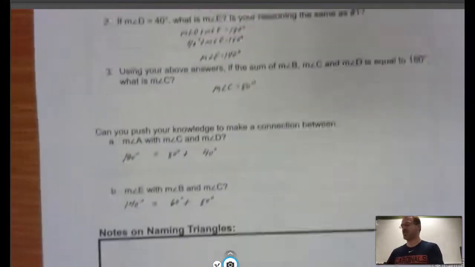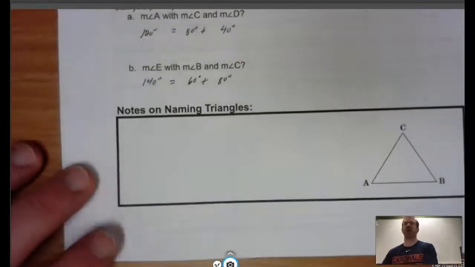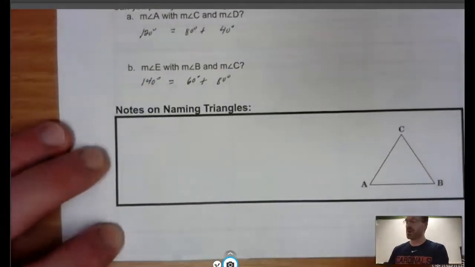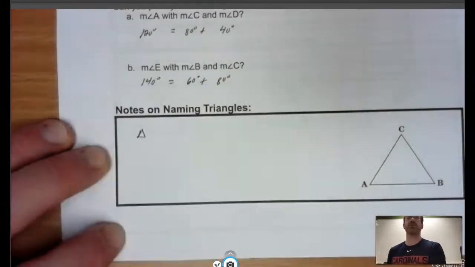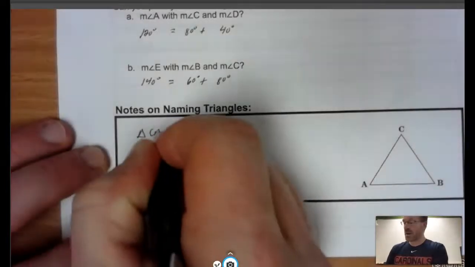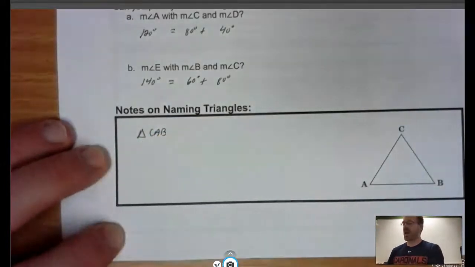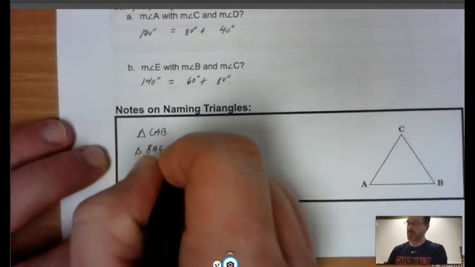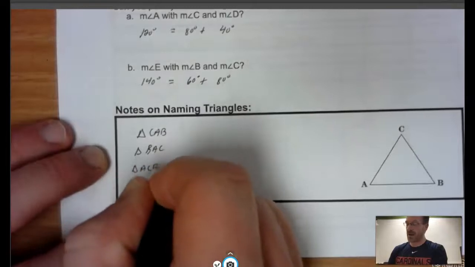But before we get to that, let's talk about naming triangles. Now, when we name a triangle, we use the symbol, oddly, it's a triangle. And we can just take the 3 letters that make that triangle and just use it, CAB. And the order of the 3 letters does not matter. So I could do BAC, all right? I could do ACB, all right?